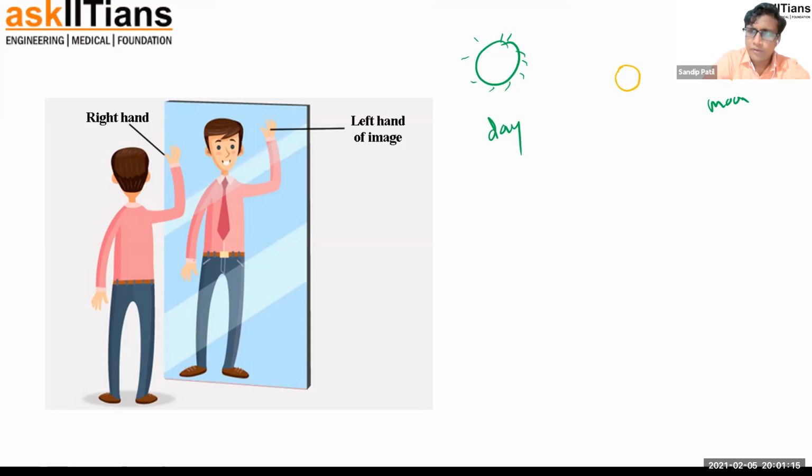So this is the moon, very small, smaller than Earth. Earth is smaller than the sun. We know that part.